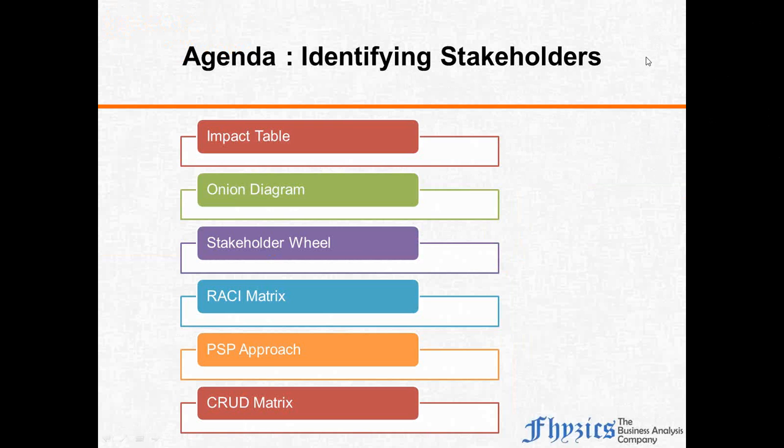So today our agenda is, we will be discussing 6 techniques that are helpful to identify the stakeholders. They are impact table, onion diagrams, stakeholder wheel, RACI Matrix, PSP Approach, and CRUD Matrix. These are the 6 techniques, I would say, most popularly used to identify the stakeholders.